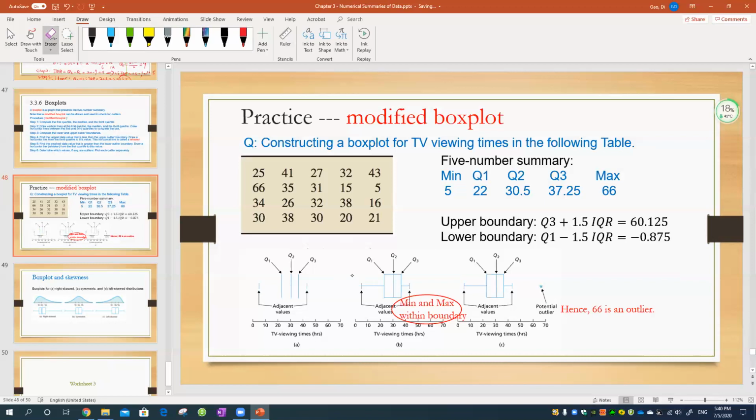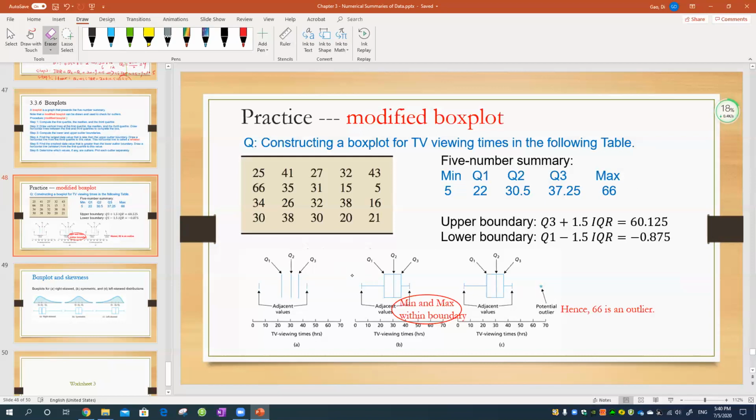And then Q2 equals 30.5, so slightly larger than 30. So 30.5. We got Q2. Q3 is 37.25. It's going to be in the middle of 35 and 40, so it's about this position. So 3 long bars. And then after that, we can connect these 3 long bars to a box.